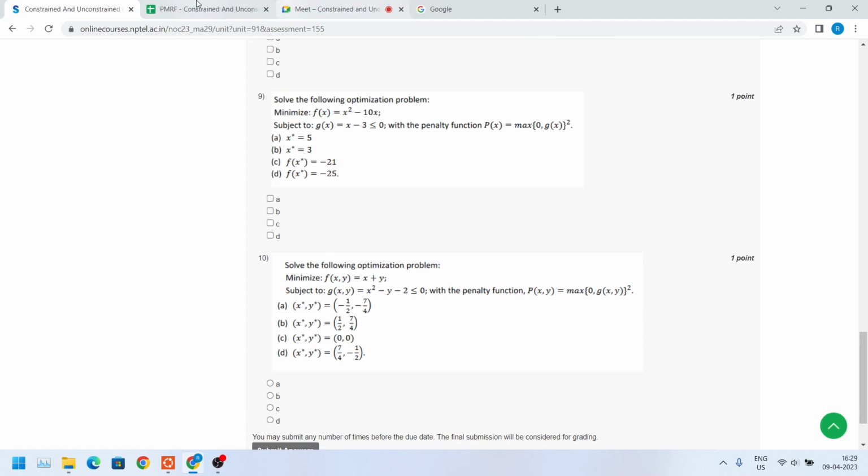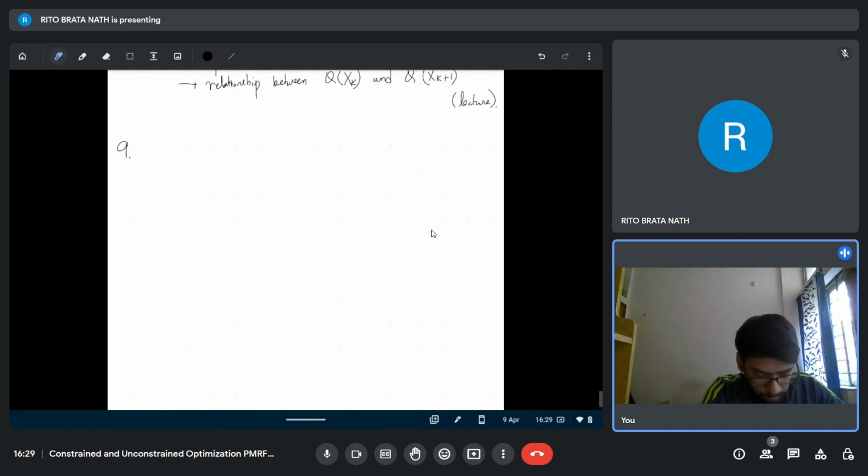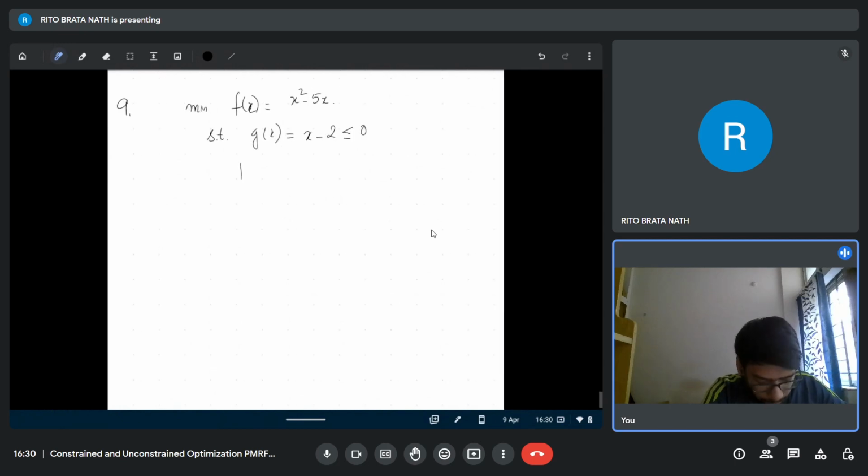Okay, so I think problems 9 and 10 are again some numericals. So it's only three numericals that I present. Problem 9 is: solve the following optimization problem. Suppose min of f(x) equals, I'll just change the numbers again, x squared minus 5x, subject to a constraint. Suppose g(x) equals x minus 2 is less than or equal to 0. The penalty function expression is max of 0 comma g(x), whole square. So you have to solve it.